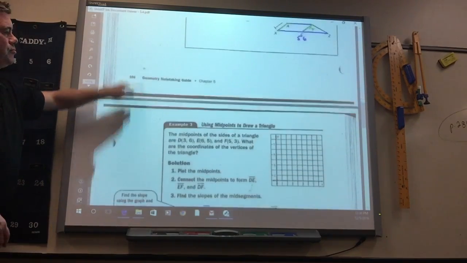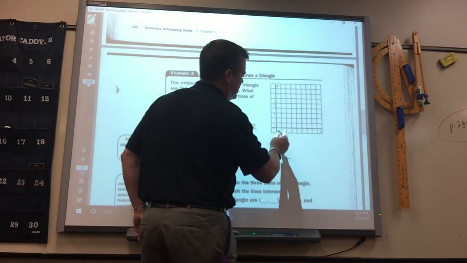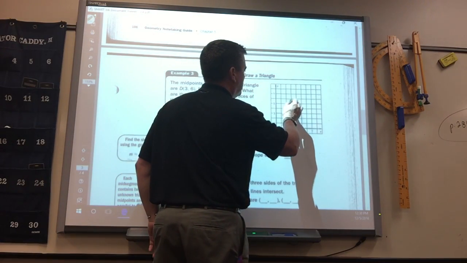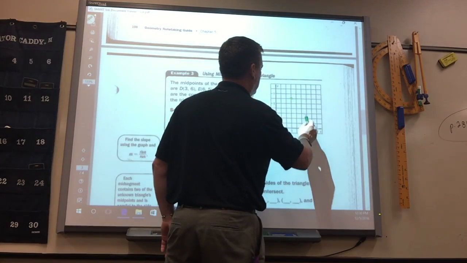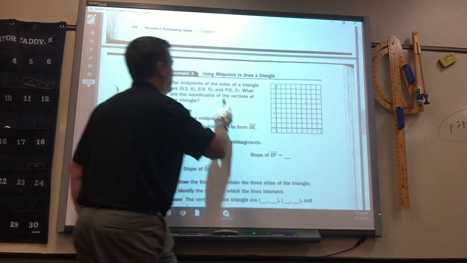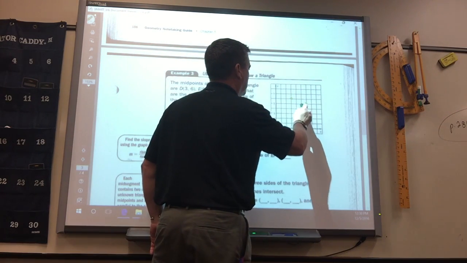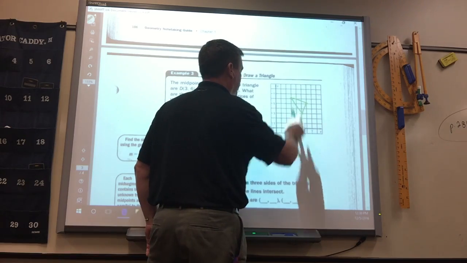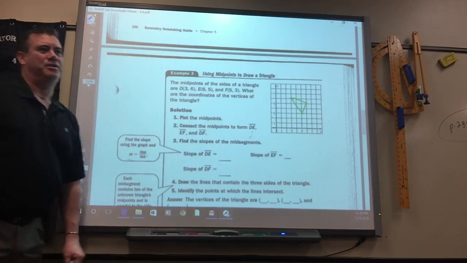So, plot these points. D is 3, 6, 6, 5, and 5, 3. So, it is confusing once you try to do it.